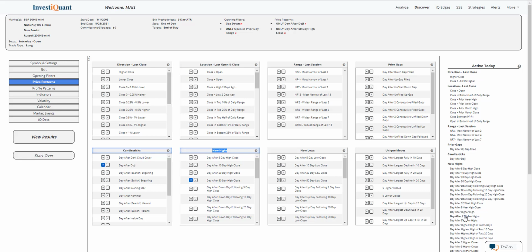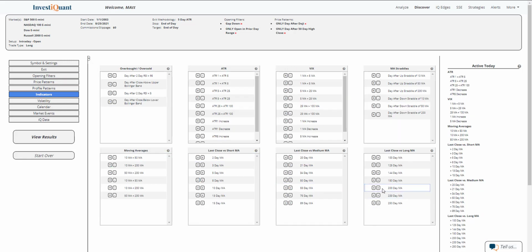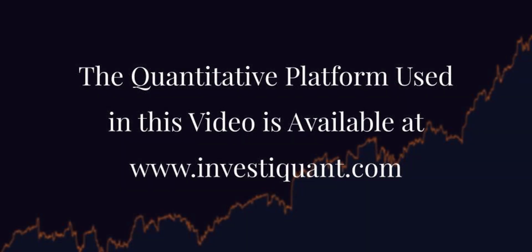And then lastly, I'm going to head over to the indicators section. I'm just going to put it above a 200-day simple moving average. Since I've got a 50-day high, I don't really need a 10-day here either. Now I can click view results.